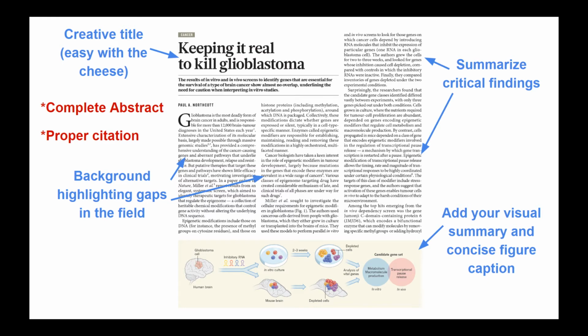So you're going to start with your introduction. At the end of the introduction, usually there's a little summary of everything you're about to talk about in terms of the results and future directions. It's written more into your guidelines, so you can always message us if you need. But yes, you want to highlight the gaps in the field, and then move on to summarizing the critical findings in the results.